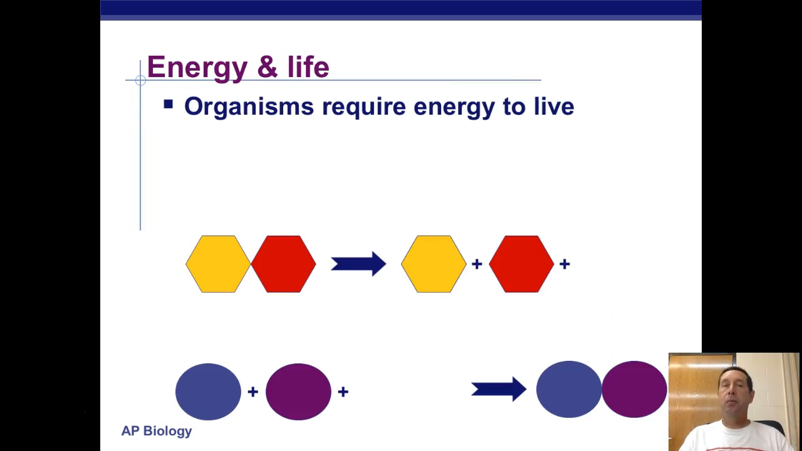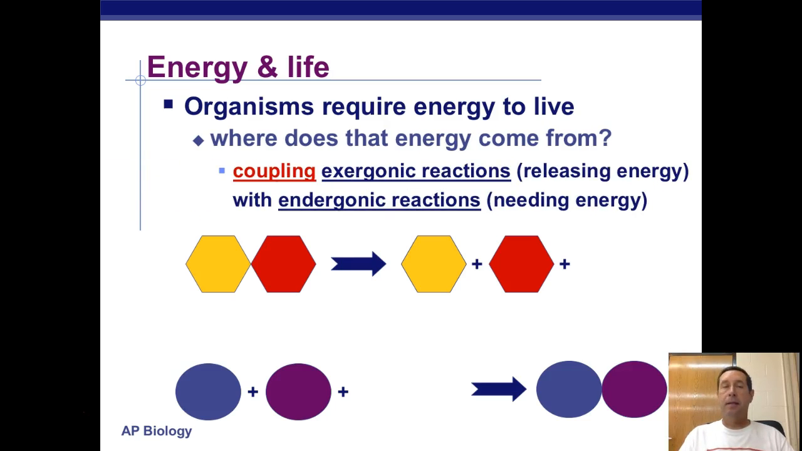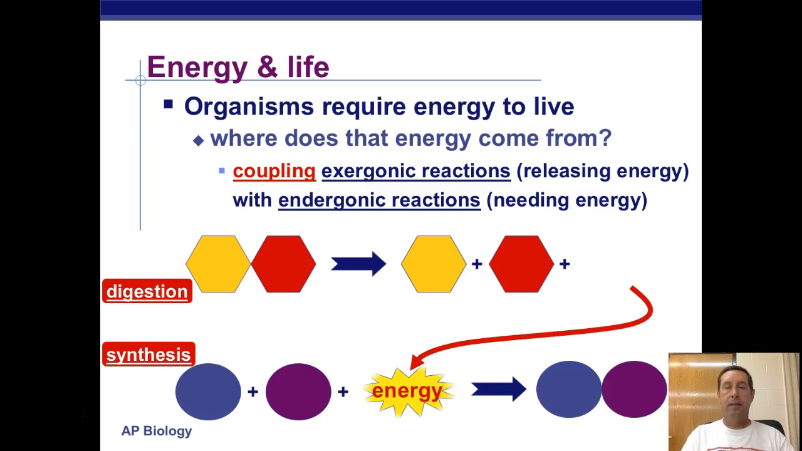So energy is one of the requirements for life. All living things need energy to do the things that those living things do. So the energy comes from coupling reactions. We couple an exergonic reaction, where energy is released, with an endergonic reaction, one that needs energy. So when something is broken down, that energy is used to build something else, basically. So in digestion, energy is given off. In synthesis, energy is used. You can see how the energy flows in that coupled reaction.